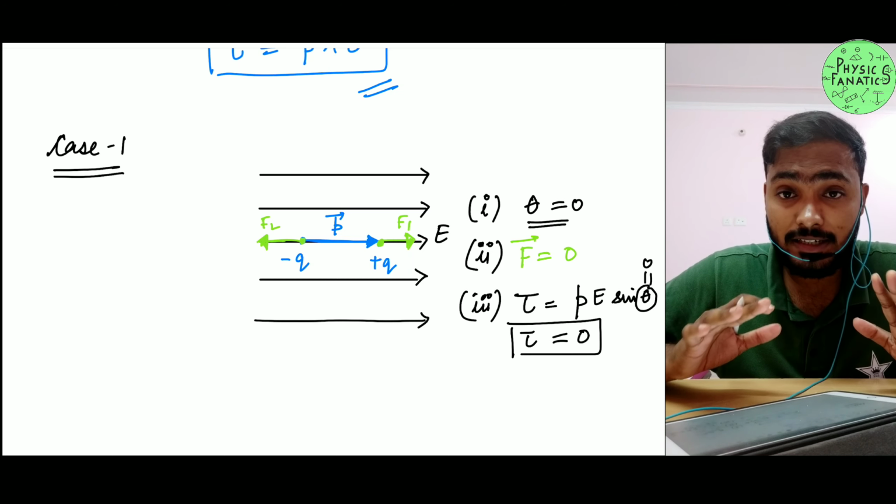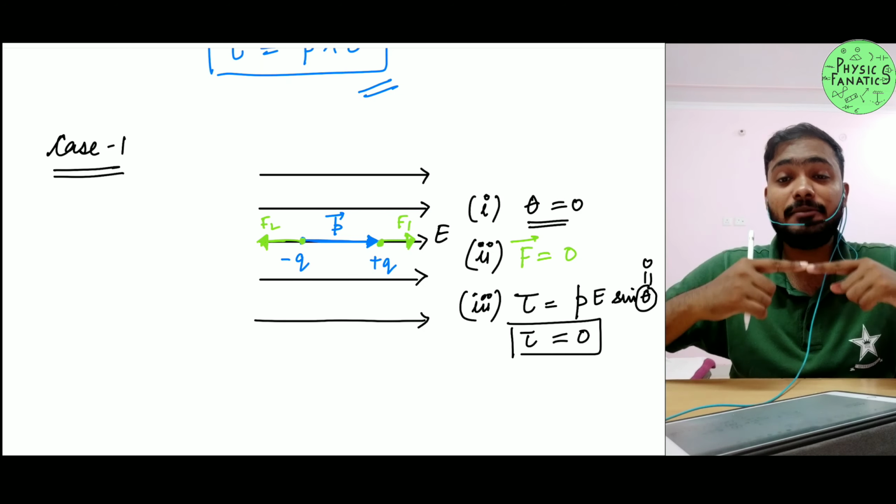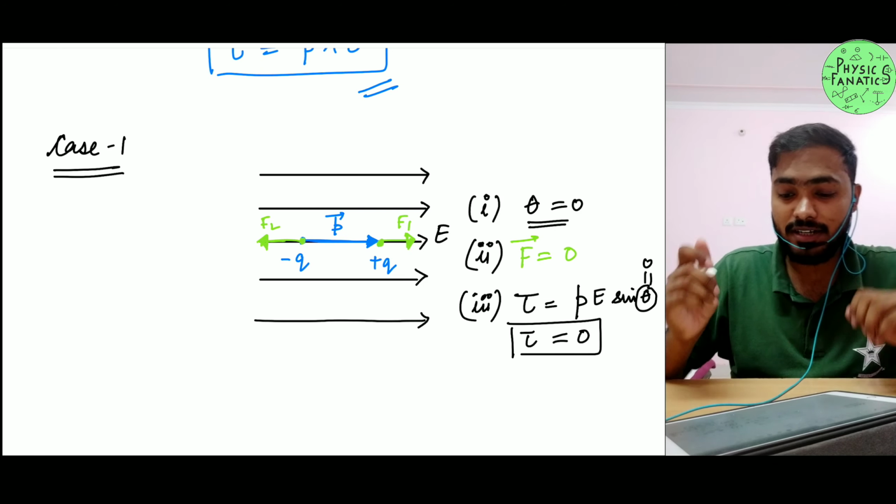There is no torque acting on it. If there is no torque acting on it, it is in stable equilibrium. That means it is not rotating. That is something which I have to understand, right?